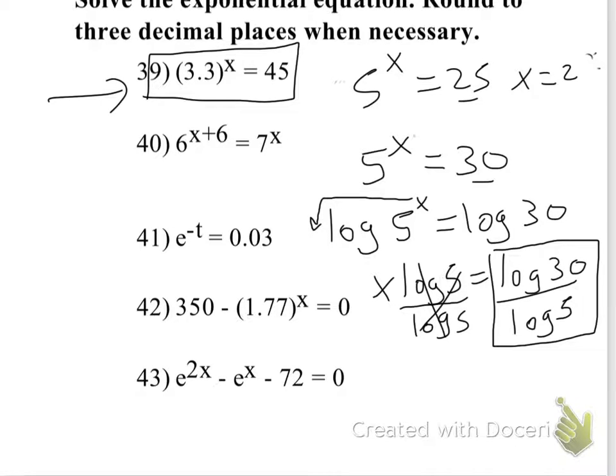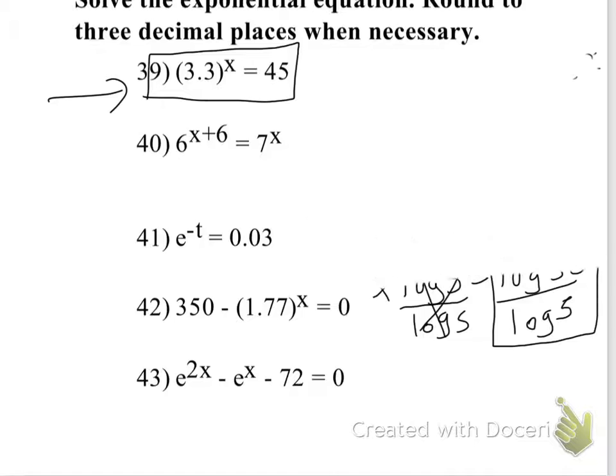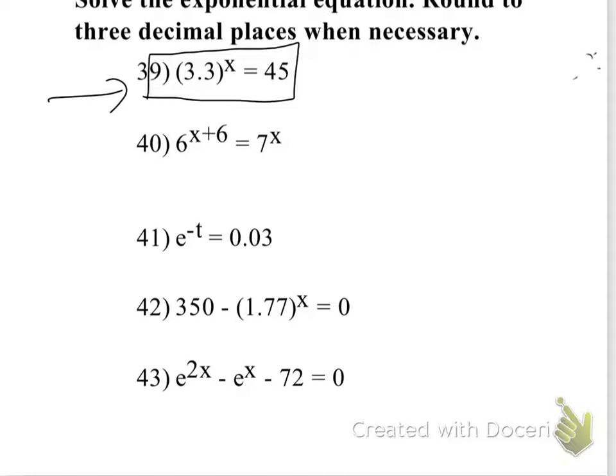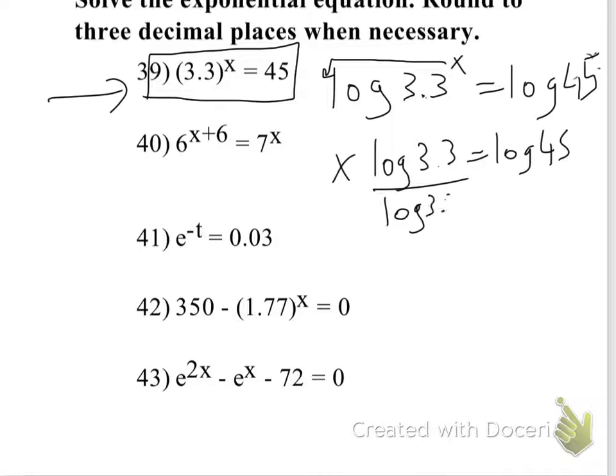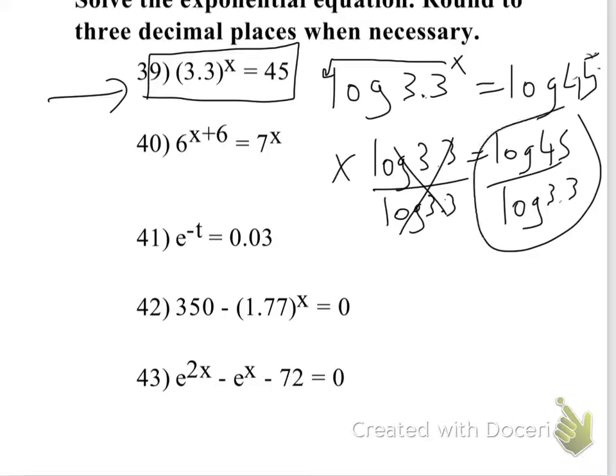If I actually do this one here, this is going to be, again, log both sides. So 3.3 to the x, log both sides, okay? This can come to the front. x log 3.3 equals log 45. Divide by the number next to the letter, which is log 3.3. Then that over here on the right-hand side, put in your calculator, will be the answer, okay?